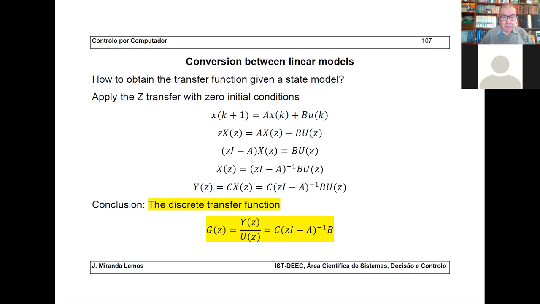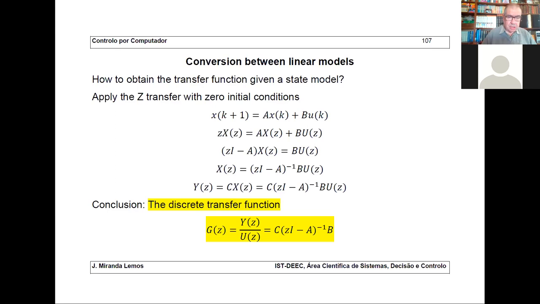Remember that I told you one way of answering a question is, if I ask you, is Skubbles blue? You think about the definition of Skubbles, and this definition tells you whether Skubbles is blue or not. Now, what is the definition of transfer function? It is the quotient of the Z-transform of the output by the Z-transform of the input with zero initial conditions.